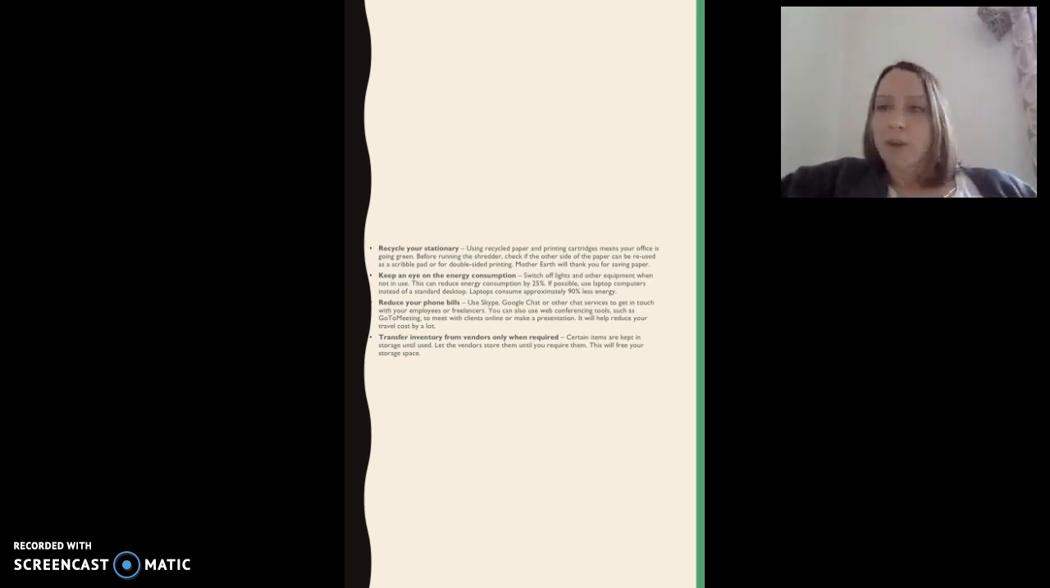What you want to think about also are some other little tips, like recycling your stationery. I know this may seem really obvious, but paper, in particular in administration roles, is one of the biggest costs. So using recycled paper and printing cartridges means your office is also going green. Before running to the shredder, make sure you can use both sides. Quite often if we see a piece of paper, we will just throw it in the bin. Well, you may find that you're able to halve your waste, lower your environmental impact, and save yourself a little bit of money by recycling your stationery.